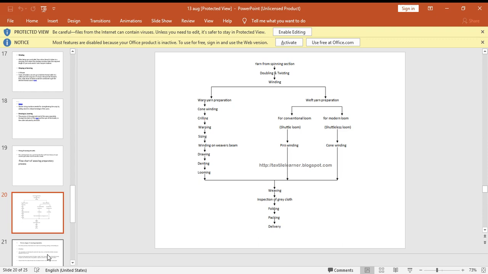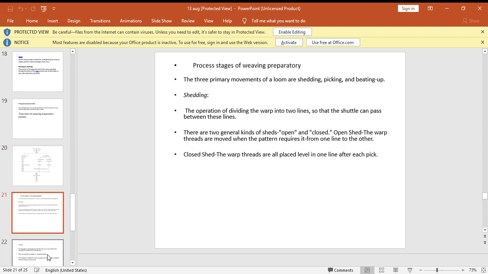That is inspection of grey cloth, then folding and packing and delivery. This is the sequence of the fabric manufacture or weaving preparatory. Then the process stages of weaving are shedding, picking, and beat up.